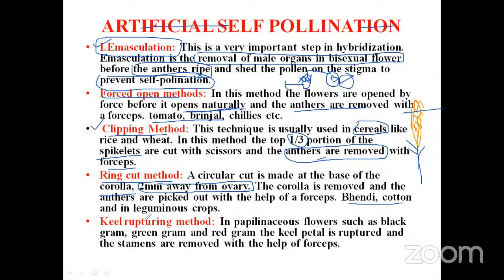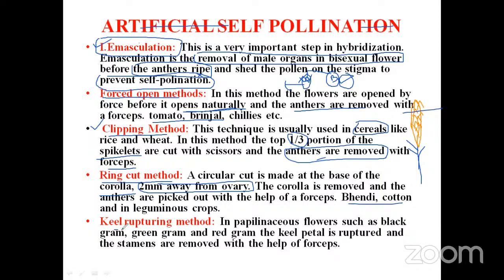So in this method, we make a circular cut at the base of the corolla, 2 mm away from the ovary. The ovary is also part of the flower. Now the corolla is removed and the anthers are picked out, because the anthers are inside the corolla. Without separating the corolla, we cannot pick up the anthers. That's why we first make a cut at the corolla base, and after that we pick up the anthers with the help of forceps. Examples are bhendi, cotton, and leguminous crops.